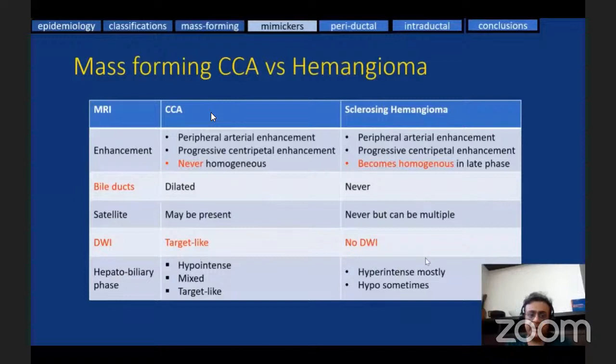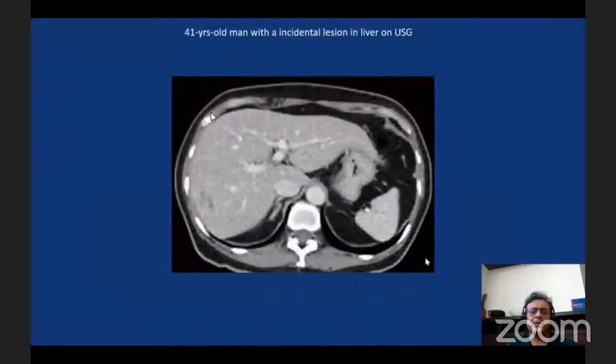So in clinical practice, again, it sometimes becomes difficult. These keys are helpful: hemangiomas don't show any restricted diffusion, and the bile ducts are never dilated in the presence of hemangioma. An example here: a 41-year-old man with an incidental lesion in the liver on ultrasound. The single phase CT scan shows a lesion with heterogeneous enhancement in the periphery of the right lobe of the liver.